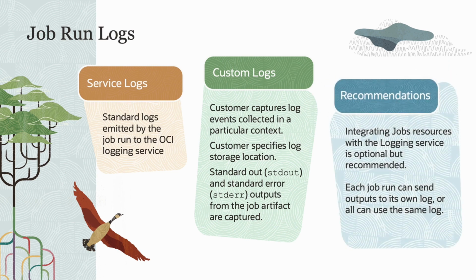Enabling the jobs logging service is optional but recommended, both for debugging any potential issues and for monitoring the processes of running your job artifacts. When logging is enabled, you can provide your own log group and log to capture job run outputs. Each job run can send outputs to its own log, or all can use the same log.